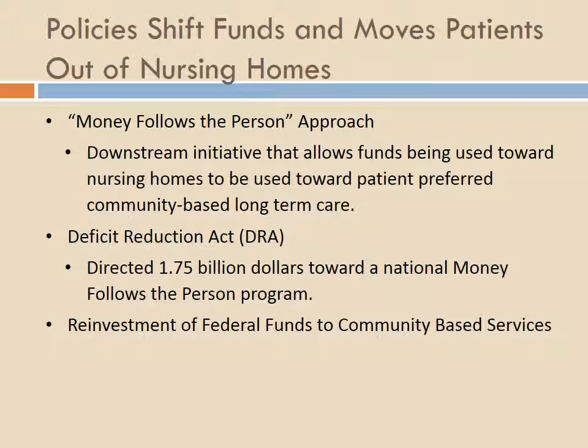As a result, programs like Money Follows the Person allowed funds being used towards nursing homes to be used towards patient-preferred community-based long-term care. Then in 2005, the Deficit Reduction Act directed $1.75 billion to a national Money Follows the Person program. Money saved from serving people in less costly settings could then be used to increase availability of more community-based services.